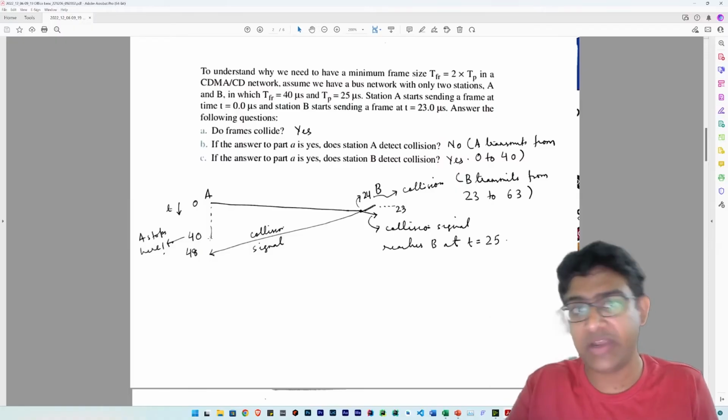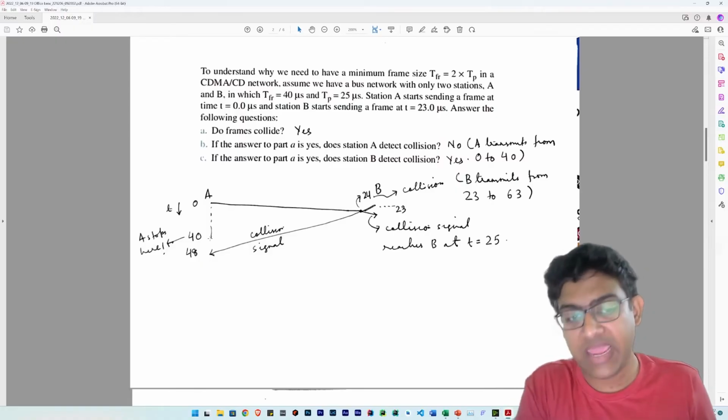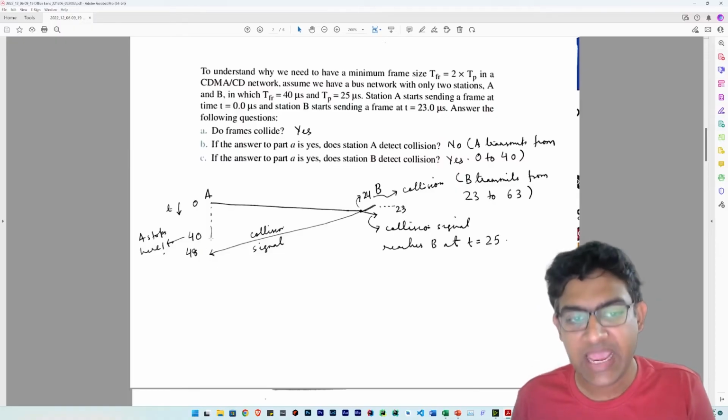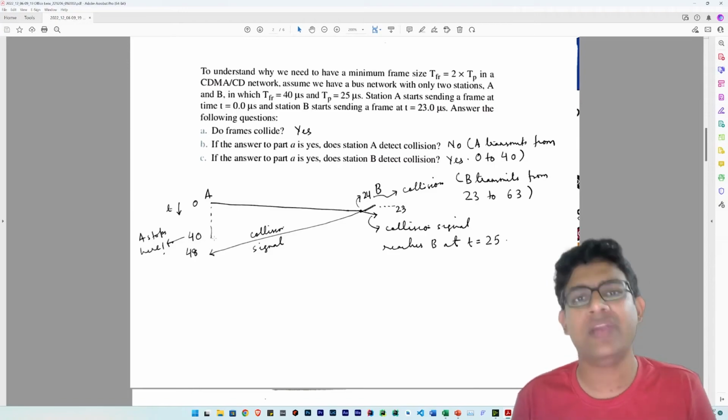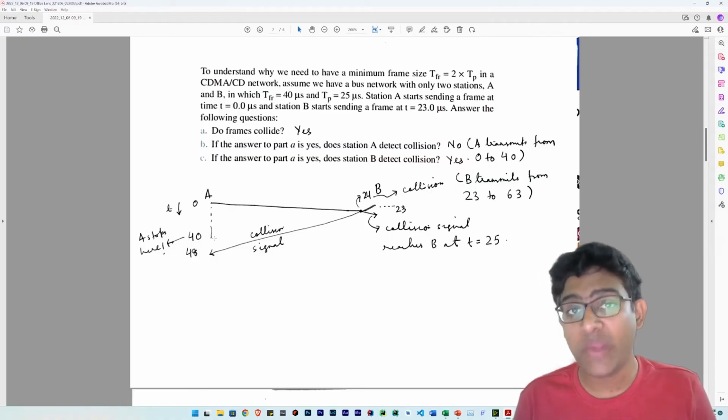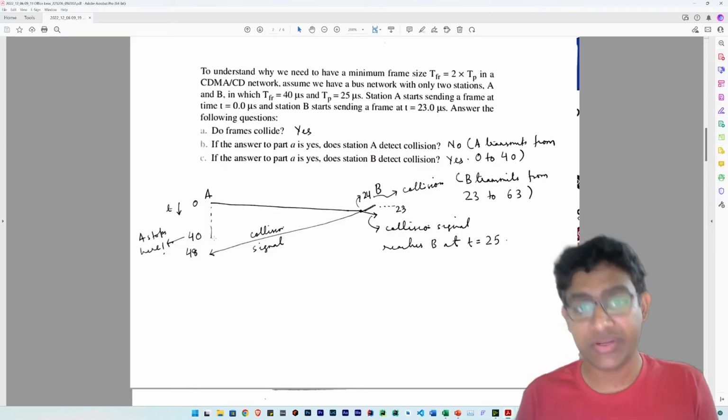So the collision happens at 24 microseconds. It will take 24 microseconds to come to A. So at A, the collision signal will reach at 48 microseconds, as you can see. And at that time, A has already finished transmitting the frame. So A will not detect the collision. So A's data is corrupted forever. A has transmitted and it has not waited to detect the collision.